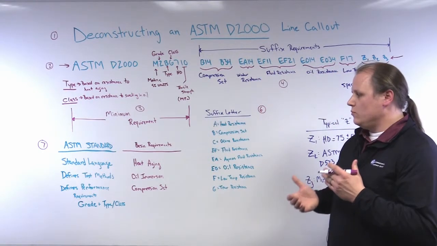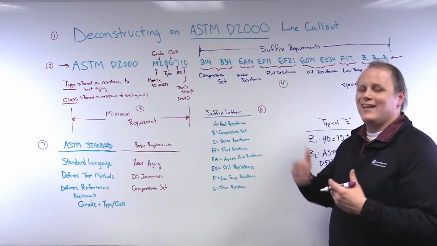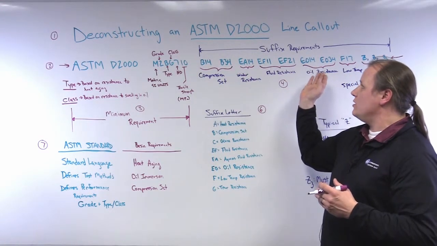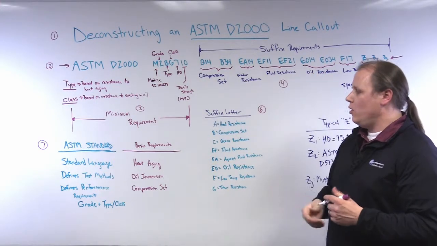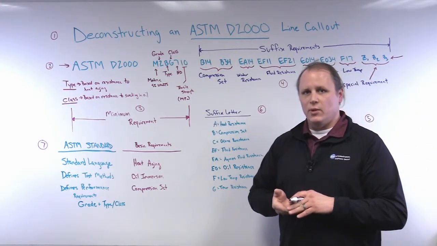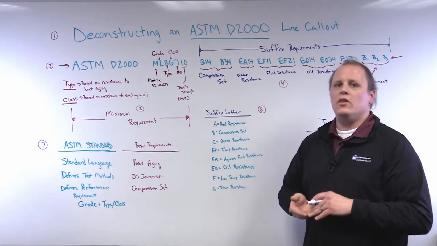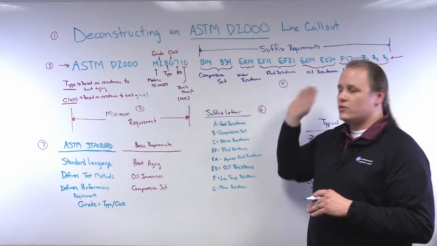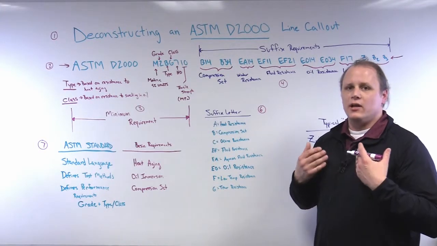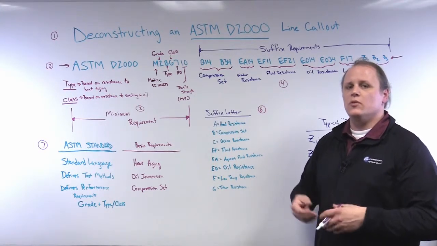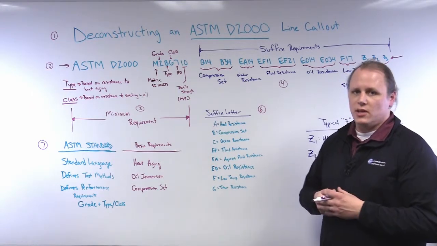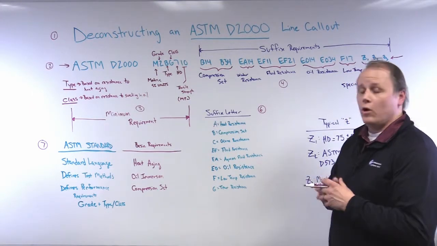With those things defined, both the grade and the type and class, along with the ASTM D2000 suffix requirements, we know exactly what tests need to be performed on the material and what the minimum requirements of those tests need to be to qualify for this requirement. This provides very clear information to the design team, to the manufacturer, and also to the quality assurance teams for products.